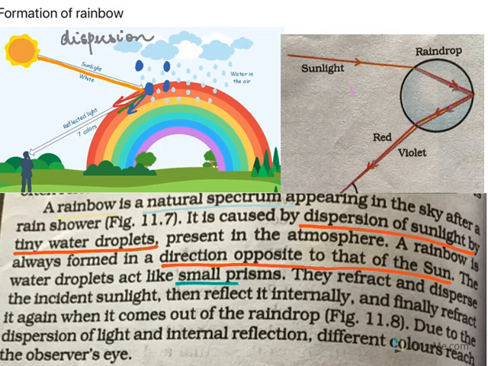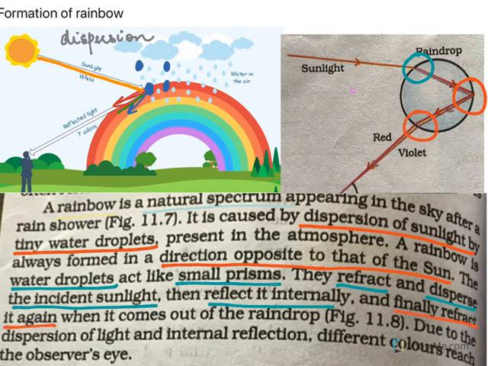The water droplets act like prisms. They refract, here is a refraction at this point, and disperse the incident light, then reflect it internally. Here is a reflection that takes place internally, and finally it refracts again. So first it refracts, then reflects, and refracts again.